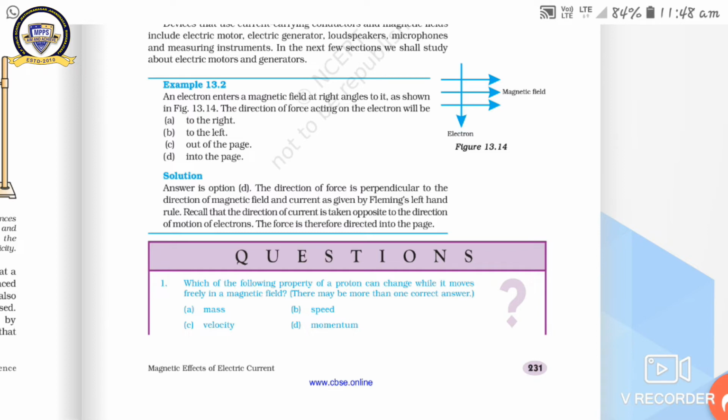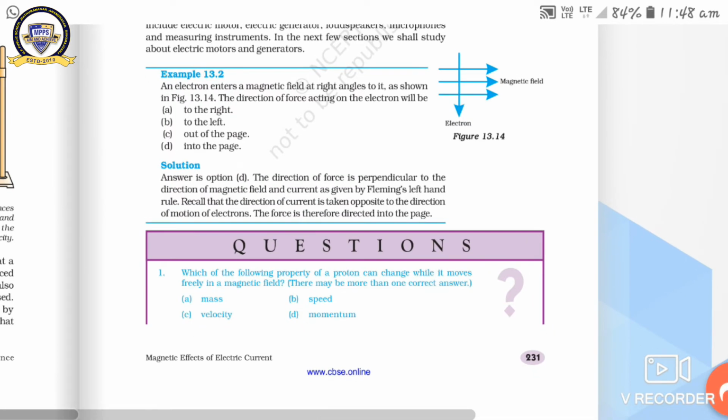So dear students, here mass is constant. Now speed, velocity and momentum. Look at the question. Which of the following properties of a proton can change while it moves freely in a magnetic field? It means if any proton is moving in a uniform magnetic field, which of its properties can change? Got it? So mass is constant. It never changes. Now velocity. Got it? If velocity gets changed, then momentum will also change. Got it?